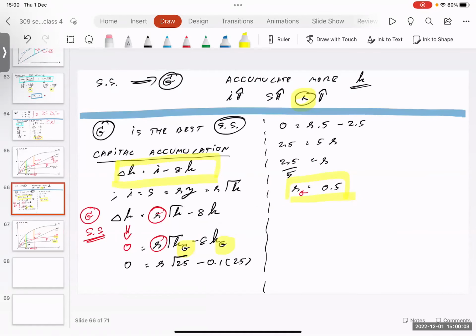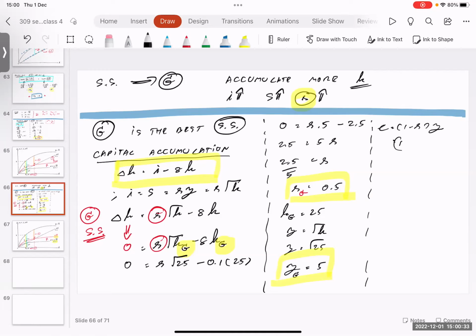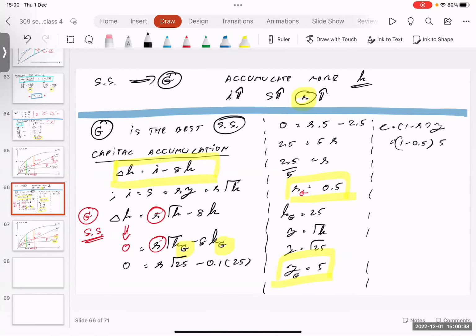Come back here. At the golden rule point, KG equal to 25, you can find small y. Small y equal to square root of small k. At the golden rule, k equal to 25, square root of 25, yG at the golden rule equal to 5. You can find consumption and saving. Consumption equal to 1 minus saving rate multiplied by y. The new saving rate, be careful, we use the new one, is 0.5. y equal to 5. So c equal to 0.5 multiplied by 5. CG equal to 2.5. Done.